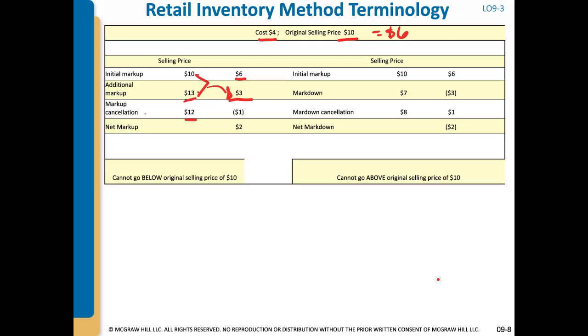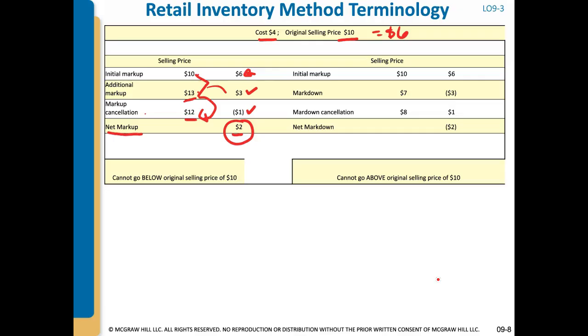Well, that's called a markup cancellation. This $1 reduction is a markup cancellation. Then when you calculate your net markup, it's going to be your additional markup minus your markup cancellation. It's the 3 minus 1 equals 2. The initial markup does not go in there. That initial markup is already incorporated into your retail price. So just want you to know that.